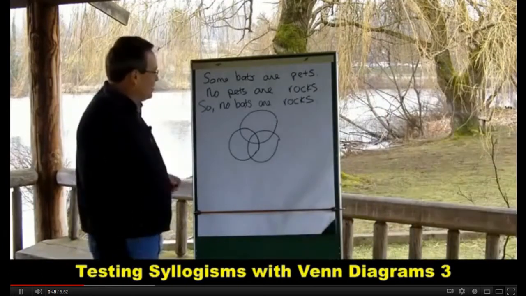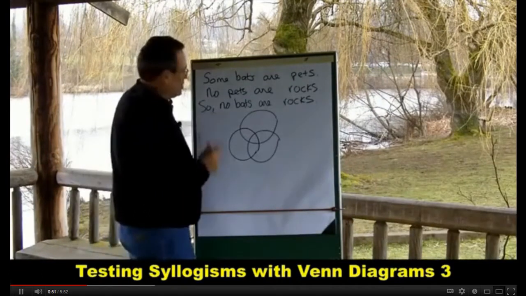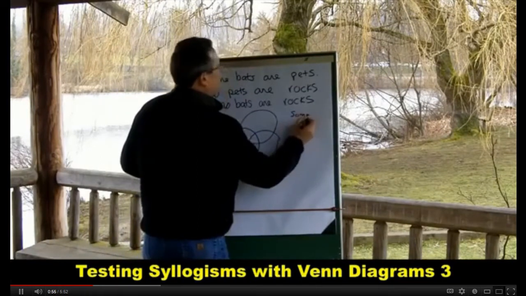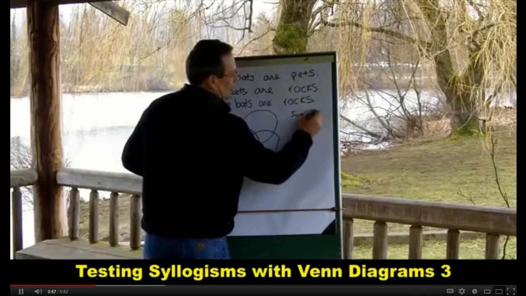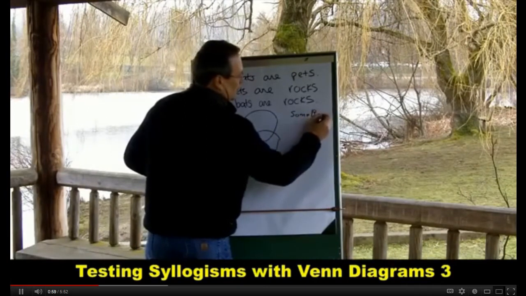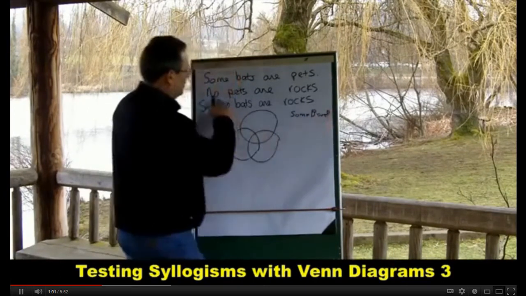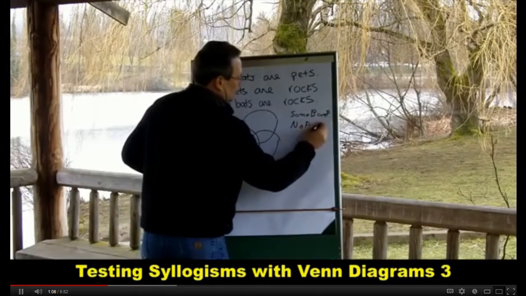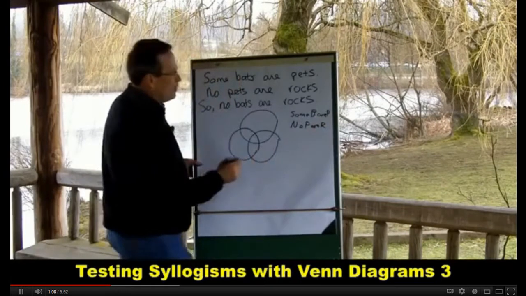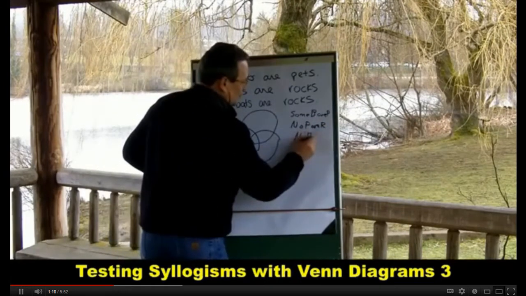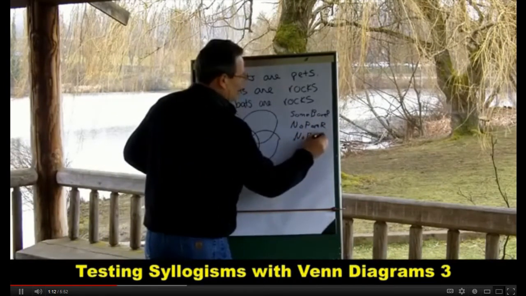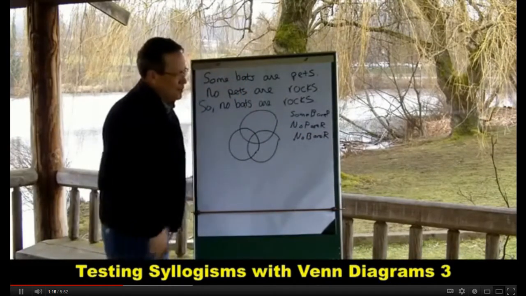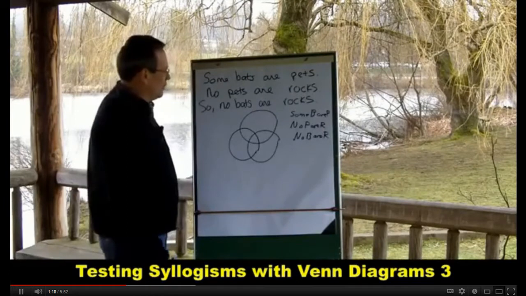Again, I like starting off by abbreviating. I like to see the structure of the argument. So we have some B are P. Then we have no P are R. And no B are R. Let's have the conclusion by convention here at the bottom when I do this abbreviation. I like doing this because I like to see the students understand and can visualize the structure of the argument.